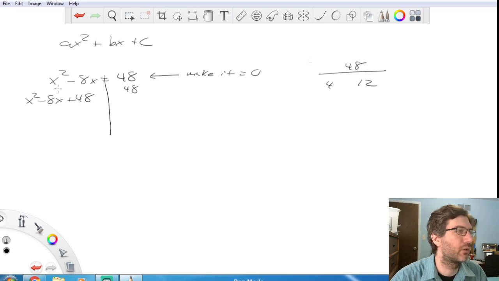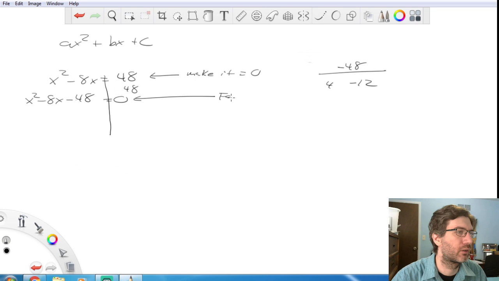If this is negative, then these have to be different signs. Yeah, that's how it works. Then this is negative, so these have to be different signs. So that has to be negative 12, and that has to be a positive 12. So then when you factor that out, this is going to equal 0.